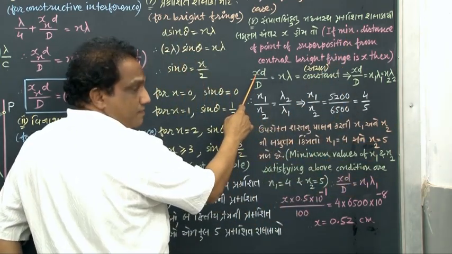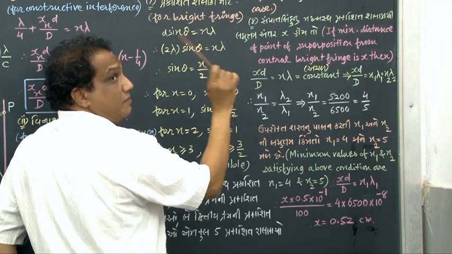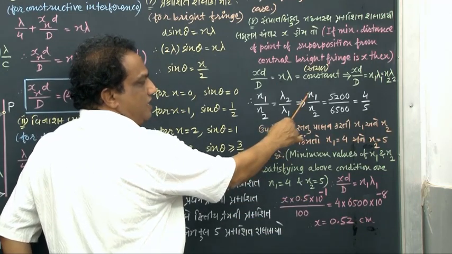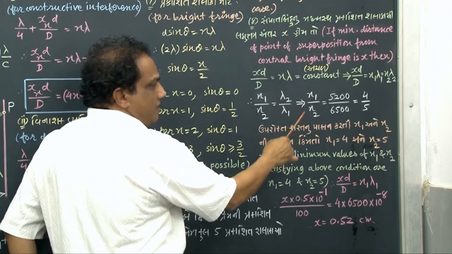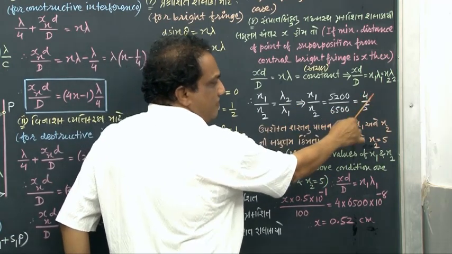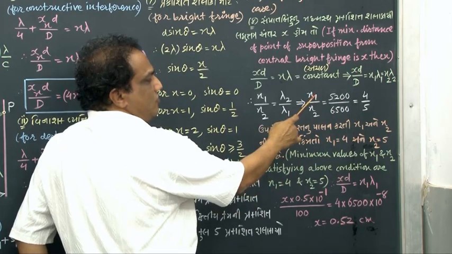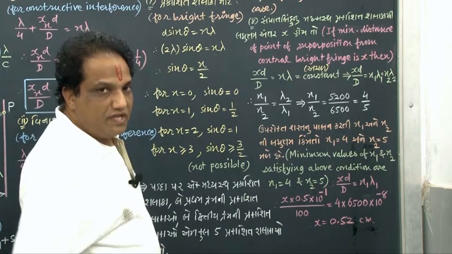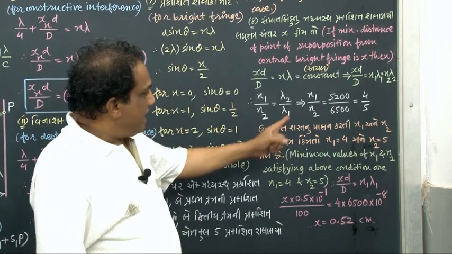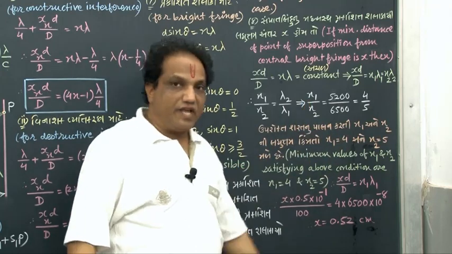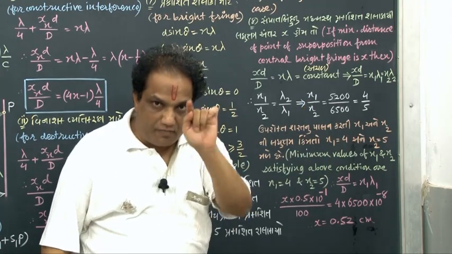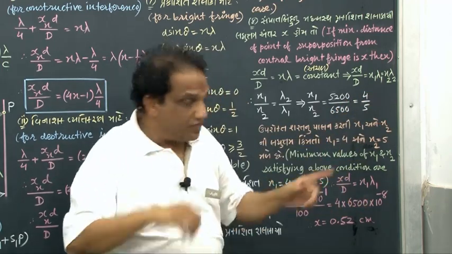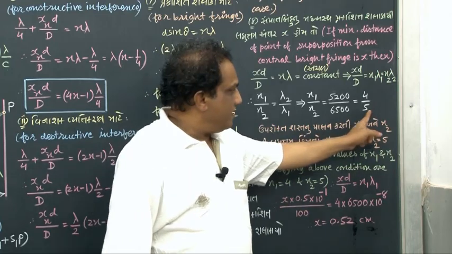Because x is minimum, here n also should be taken minimum. So you should take minimum values of n1 and n2 such that the ratio n1 upon n2 equals 4 upon 5. For that, the minimum value of n1 is 4 and the minimum value of n2 is 5. Somebody may think this way: suppose he takes n1 equal to 8 and n2 equal to 10. Then 8 upon 10 is also 4 upon 5.